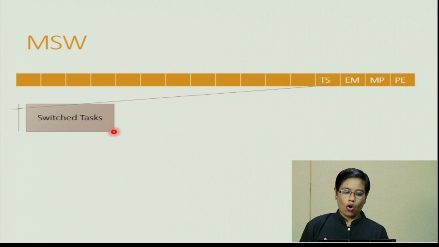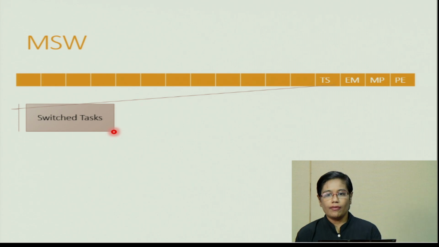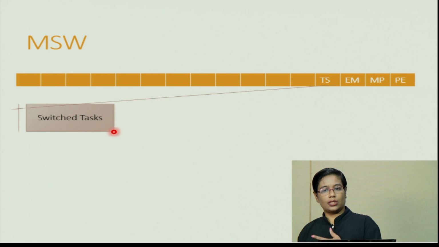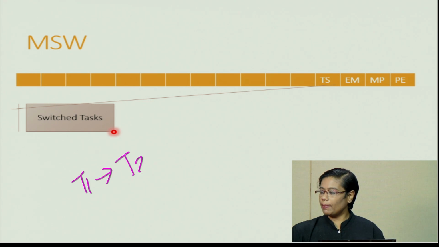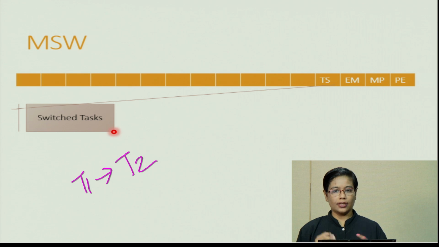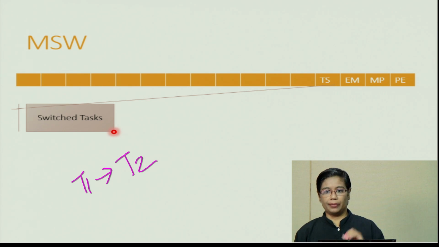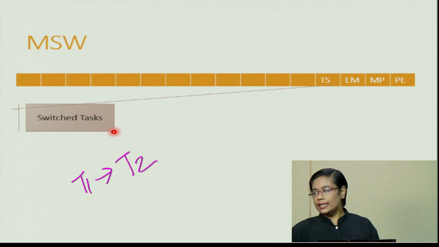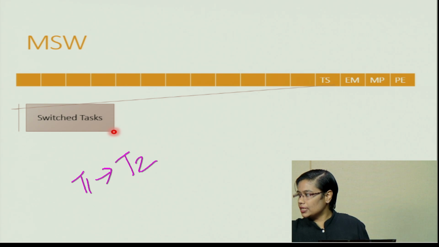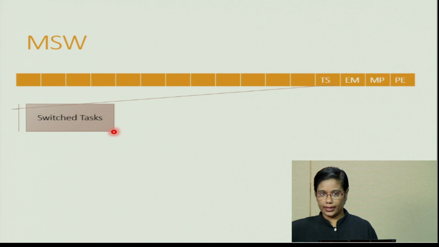The next bit is called the task switching bit. Whenever the processor moves from one task to another, when the switching is going to take place from task 1 to task 2, automatically this bit is going to be set. Every time task switching happens, this bit is going to be set. It is a status bit. It indicates that a task is being switched. It doesn't enable task switching. It indicates that task switching has happened. So these are the 4 bits in the machine status word of 80286.